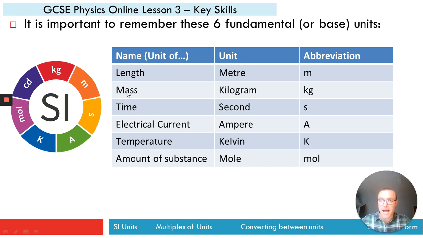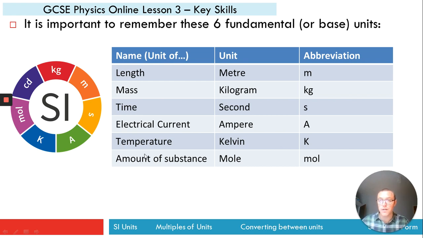The quantity mass, how much mass or stuff there is in something. The unit is the kilogram. Small, lowercase kg is the abbreviation. For the quantity time, the unit is the second. Symbol, small s, abbreviation, small s. For the quantity of electrical current, the unit is an ampere, or amp, and the abbreviation is capital A. For temperature, it's not degrees centigrade, the unit is Kelvin, and the abbreviation is a capital K.